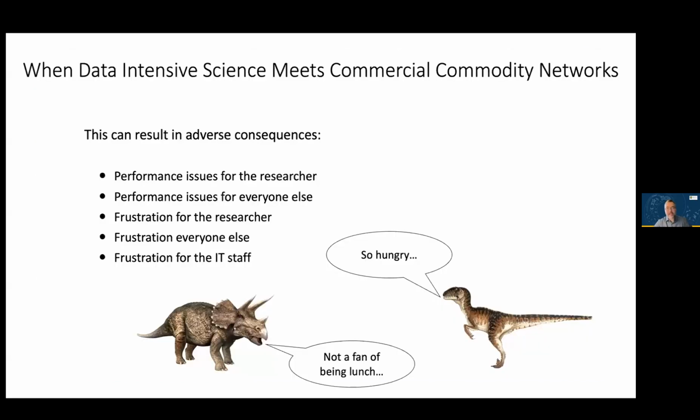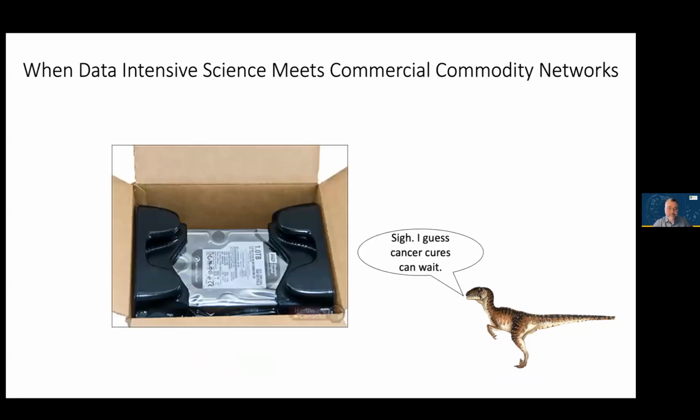So this has adverse consequences. Performance issues for the researcher are obvious there, but performance issues for everyone else as well. If you've got a researcher transferring a large amount of data, and your network's not necessarily set up for it, the network's still going to try to move that data around. It's still going to try to get it done, but it will often cause performance issues for everyone else also connected to that network. So the researcher gets frustrated, everyone else gets frustrated, and the IT staff gets frustrated.